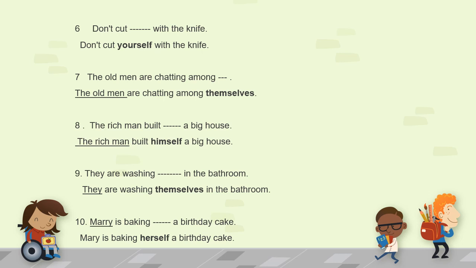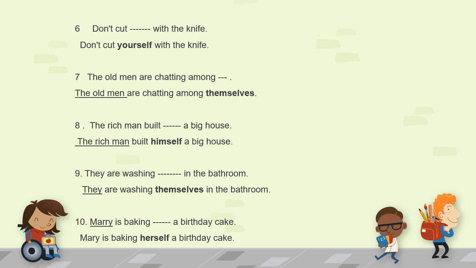Number 8, the rich man built dash a big house. The rich man is the subject of the sentence. So according to the subject, the reflexive pronoun would be himself. The rich man built himself a big house. Number 9, they are washing dash in the bathroom. They is the subject. So it's a plural subject and the reflexive pronoun would also be plural and that is themselves. They are washing themselves in the bathroom.